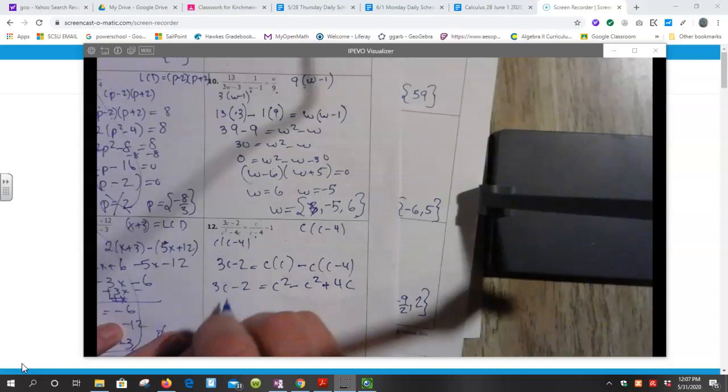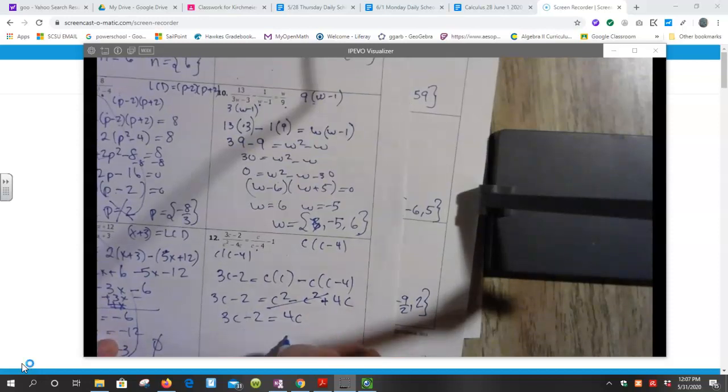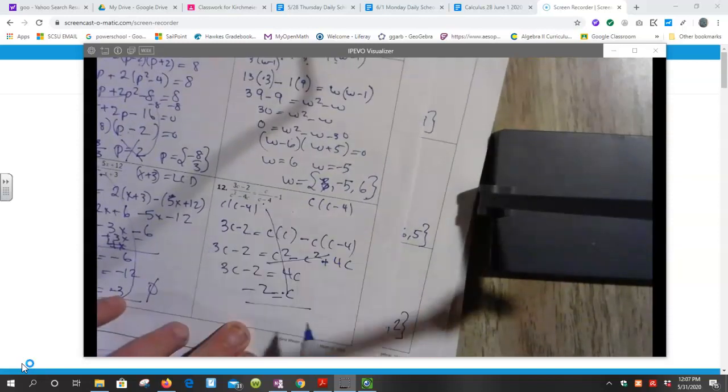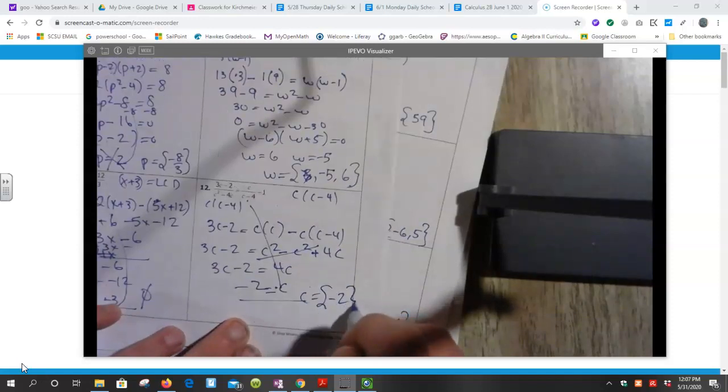So 3c minus 2, right. So we're going to have 3c minus 2 is equal to 4c, because these are going to add to 0. So then we're going to get what? C is equal to negative 2. We check to see if that's a problem. We put c negative 2 back in. That's not a problem. So we have c is equal to negative 2. And that's it.